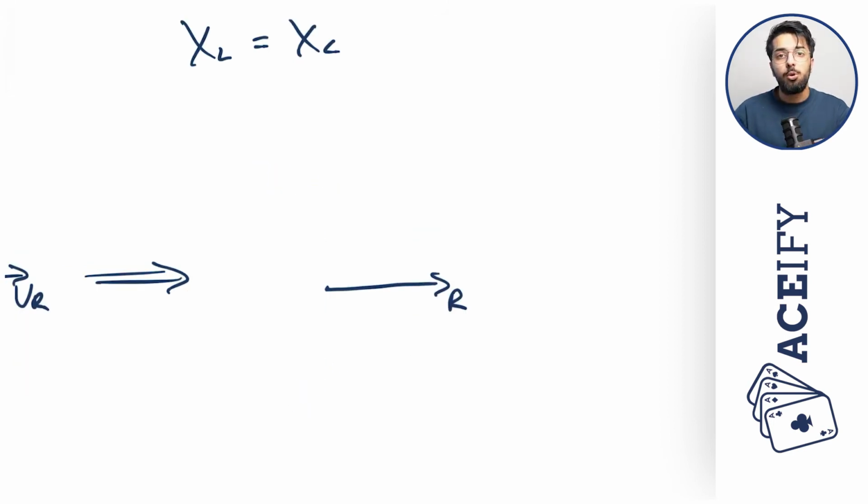And as we know, our total impedance is the vector addition of our reactances and our resistance values, and as we can see here, we have no reactance values, and so our impedance is equal to our resistance. And so therefore, because we have no reactance values, our impedance is at a minimum value.